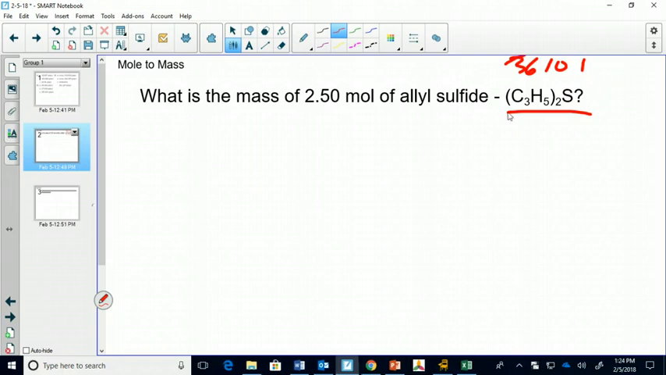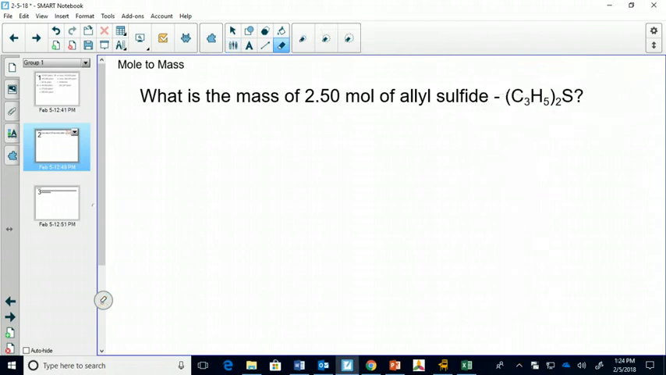We simply just add the pieces together. But now I want to take that molar mass number and use it in a conversion, just like we've done all these other times. So I'm given a number of moles, right? 2.50 moles of this allyl sulfide. And I want to know what is the mass of it.